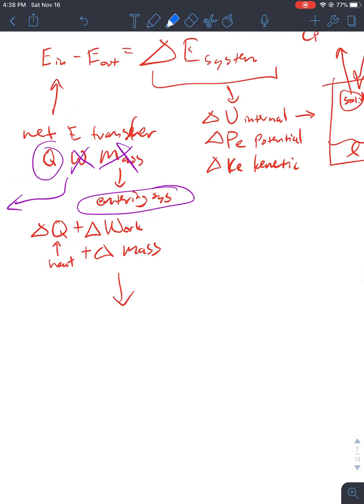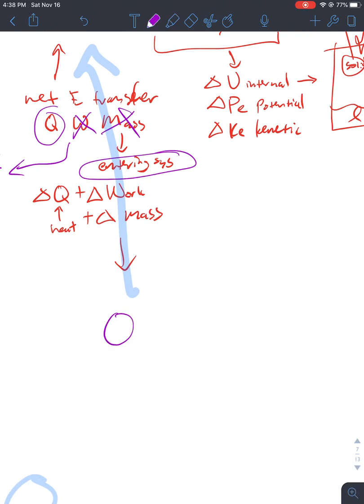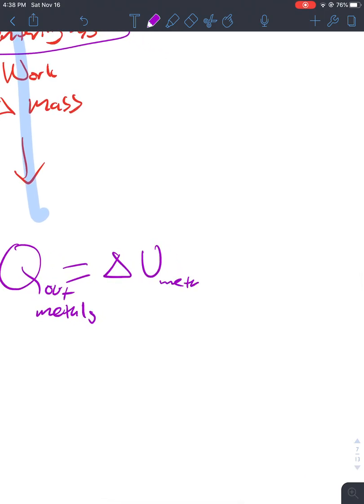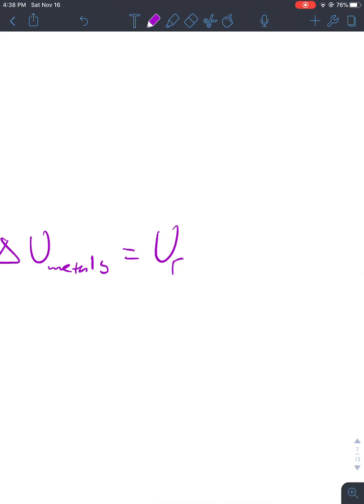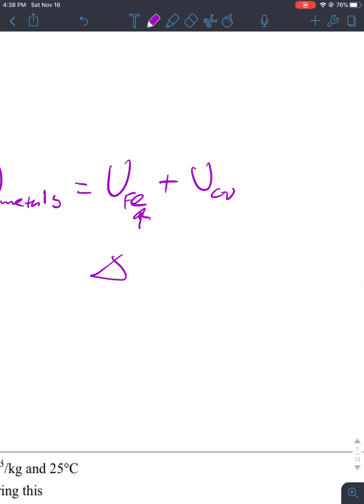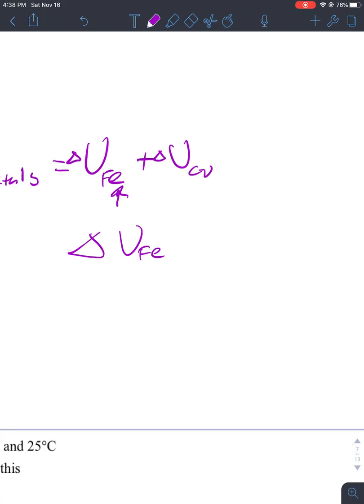All right. So simplification of this equation is just heat, change in heat, I think. Is that what it is? The amount of heat out of the metals is equal to the change of internal energy of the metals, which is equal to U Fe plus U, so iron, copper. Oh shoot, my bad. Change in potential, no, change in internal energy of iron. So let's just add a little delta there and a little delta there, and might as well rewrite it.